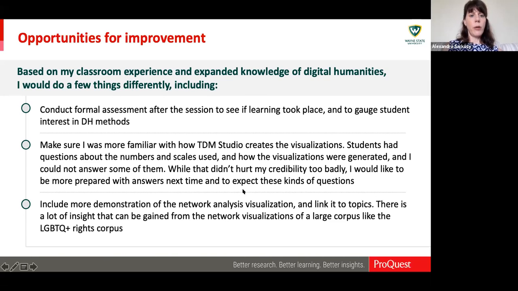I would have made sure I was more familiar with how TDM Studio created the visualizations. Students inevitably did have questions about what that number means. Why is that a 4 in that one? And why is that a 2? What does 0.25 mean? And I am not that familiar with the special sauce of how those visualizations are created.